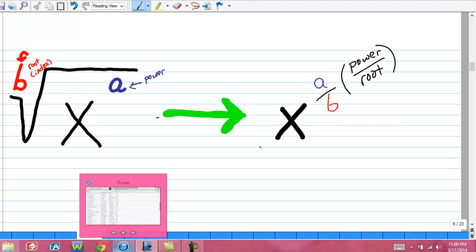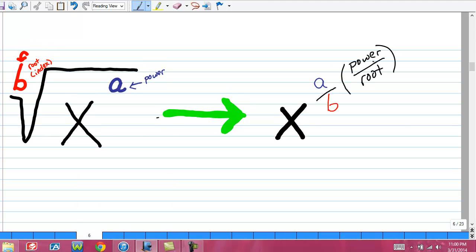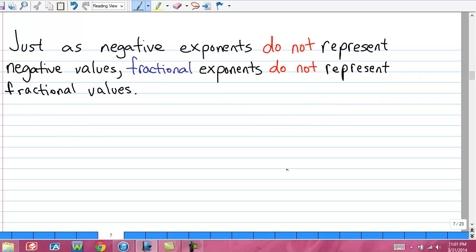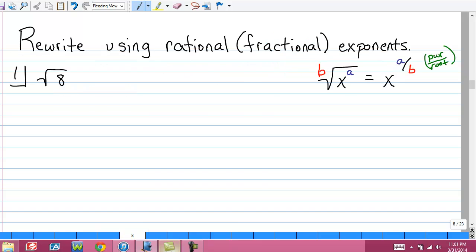To remember this, think the people with the most power are on top, or you have the roots of the tree at the bottom of the tree. Just as negative exponents do not represent negative values, fractional exponents do not represent fractional values.